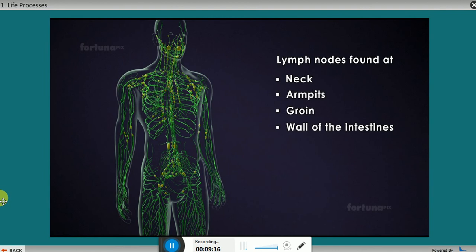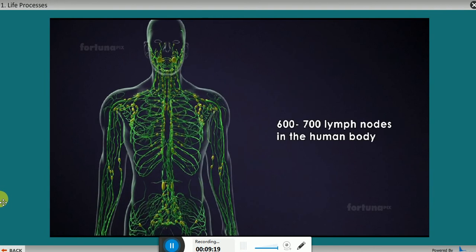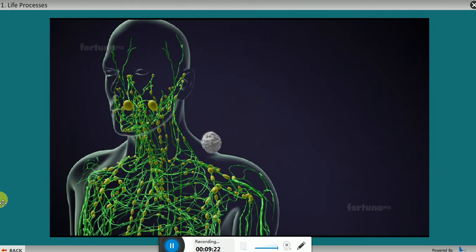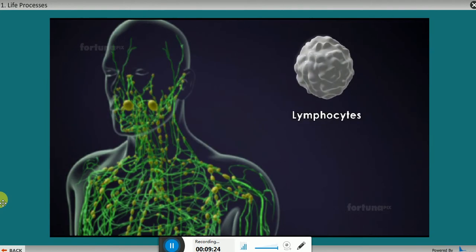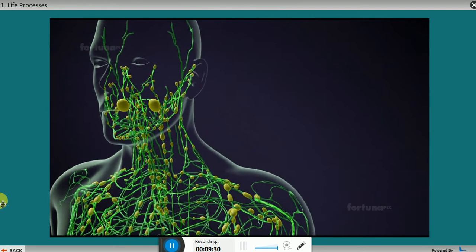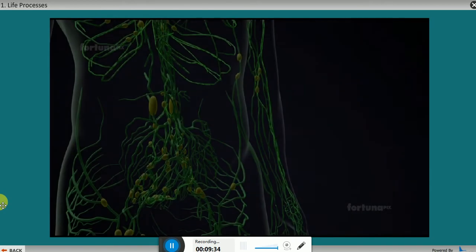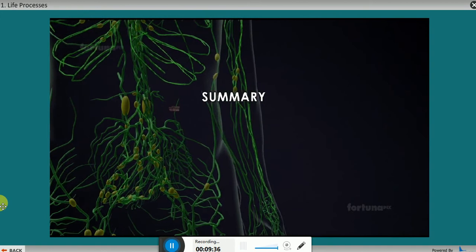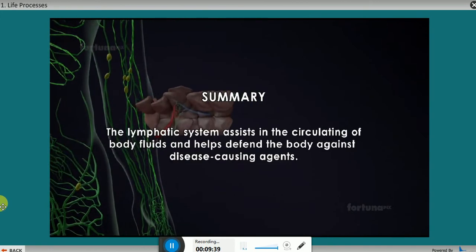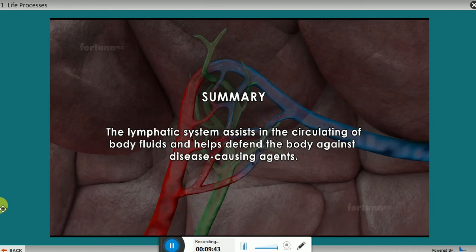There are about 600 to 700 lymph nodes in the human body. These nodes produce lymphocytes, which are similar to white blood cells. When microorganisms become trapped in the lymph nodes, the glands will swell. Summary: the lymphatic system assists in the circulating of body fluids and helps defend the body against disease-causing agents.